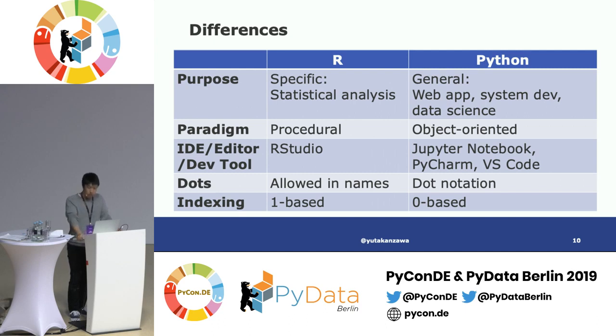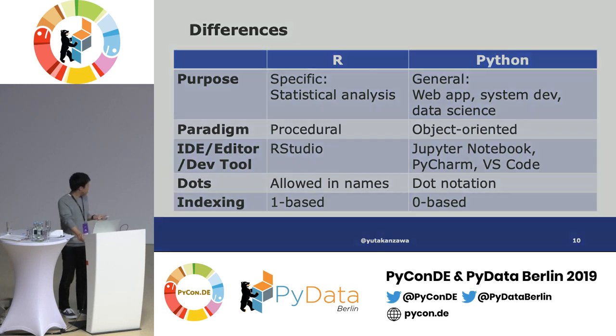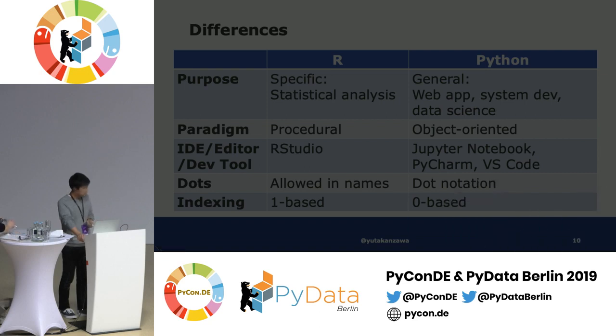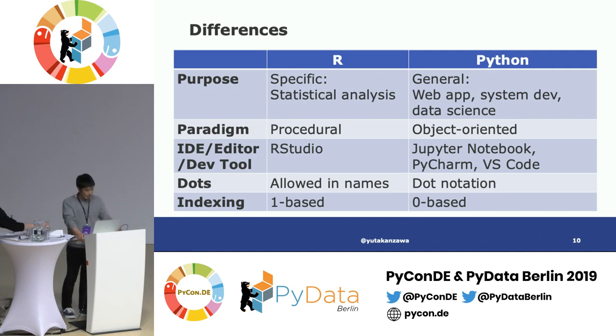There may be 2 things Pythonistas might find a little bit strange in R. One is the use of dots. Dots are allowed in names in R, as you know, but it's a different way to use dots than in Python. And also in R, the index starts at 1, not 0 as in Python.